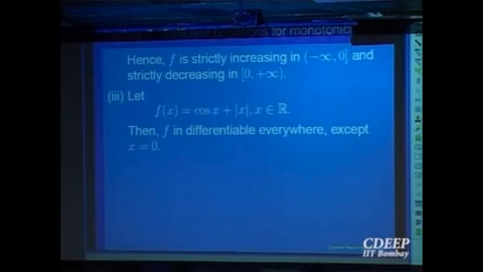Now note that this function is not differentiable at the point x is equal to 0. It is continuous everywhere, but not differentiable. So let us look at the derivative in the portions where the function is differentiable. So for x less than 0, this is the derivative. For x bigger than 0, that is the derivative. So you can analyze whether this is positive or negative.